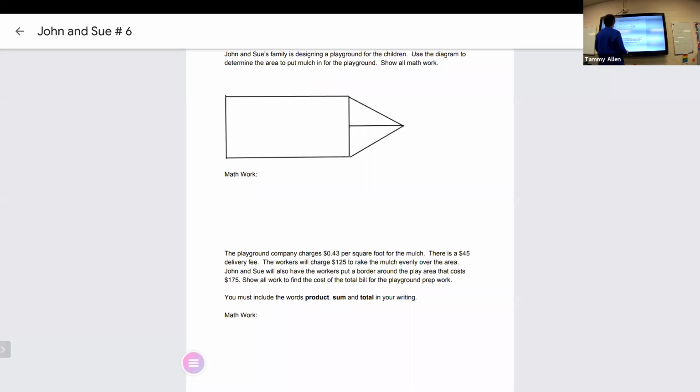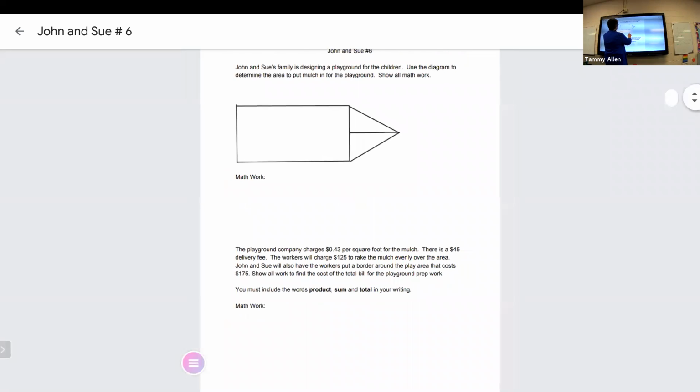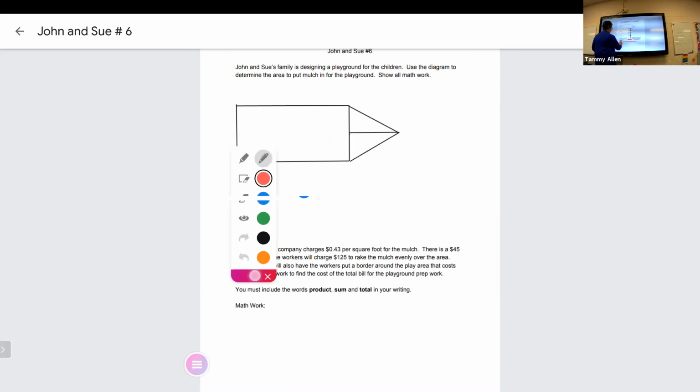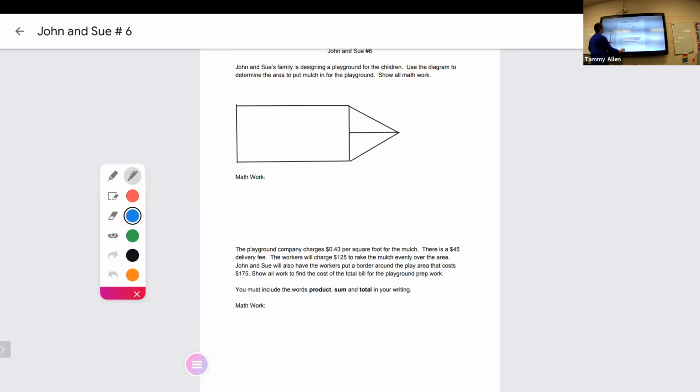For John and Sue this week, they're designing a playground for the children. They're going to use this diagram to determine the area and put them all in the playground. You're going to show all of your math work. So I would think the word area would be important.